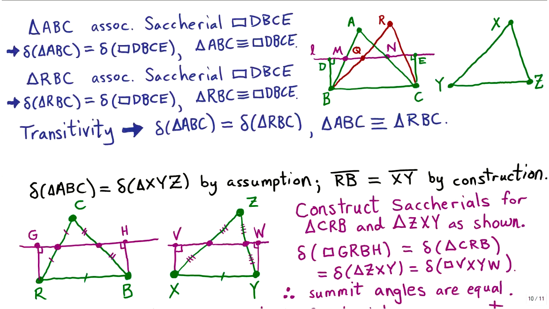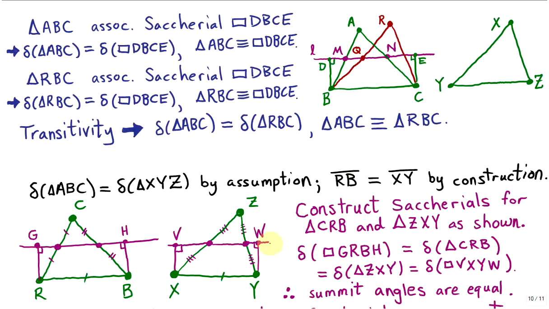Well, we want to somehow relate the triangle ABC to the triangle XYZ. All we knew initially is that they had the same angle deficit. So RBC is like an intermediate triangle. It has the same angle deficit as XYZ, but it also has something else in common. Since BQ was equal to half of XY, BR, the side of the triangle, is equal to XY. So these two triangles have a side in common.